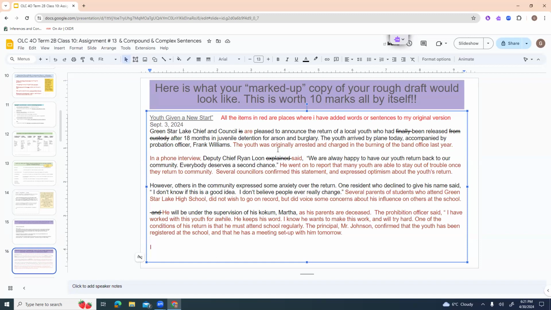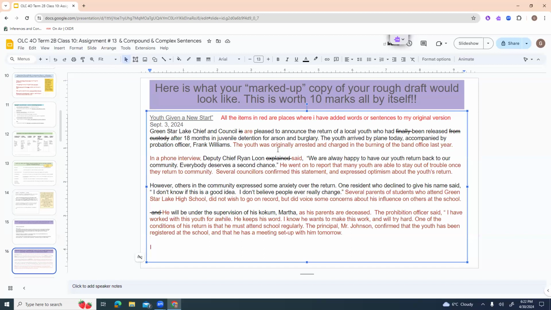In a phone interview, Deputy Chief Ryan Loon said, "We are always happy to have our youth return back to our community. Everybody deserves a second chance." He went on to report that many youth are able to stay out of trouble once they return to community. Several counselors confirmed this statement and expressed optimism about the youth's return. However, others in the community expressed some anxiety over the return. One resident who declined to give his name said, "I don't know if this is a good idea. I don't believe people ever really change."